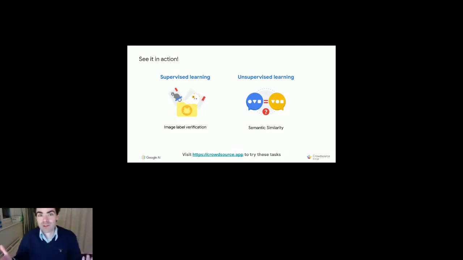Maybe cats look different in different parts of the world, and you're consistently throwing up bad examples. So you want to be able to balance that between iteratively improving and also passing judgment. Unsupervised learning. Oh, so this is a very famous example. Semantic similarity.